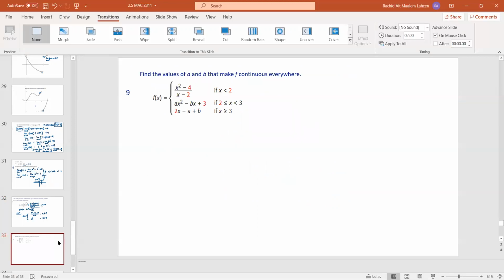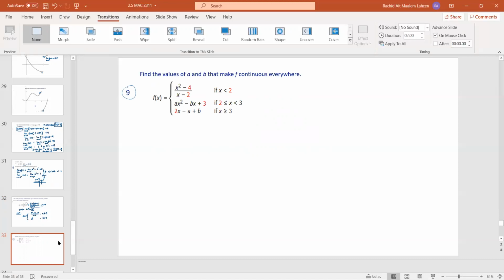Do we understand that the limit, the left-hand side and the right-hand side have to be equal for this limit to exist? So let's look at this example. Find the values, and this is number 9. Find the values of A and B that make F continuous everywhere.